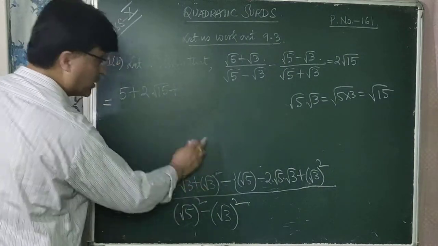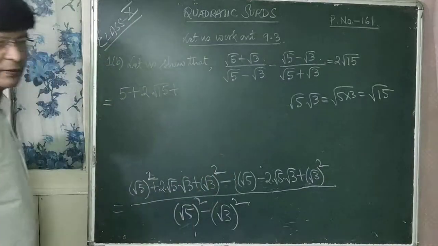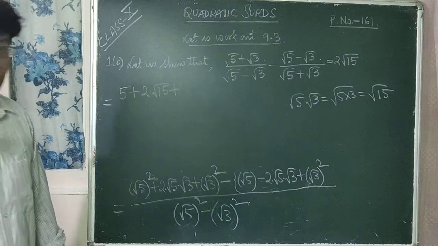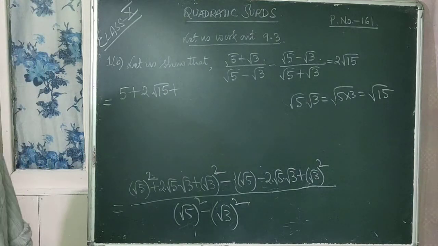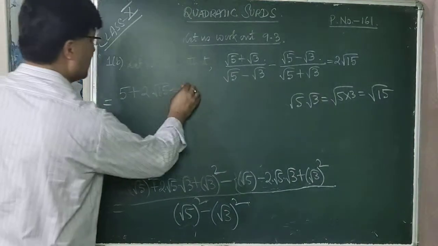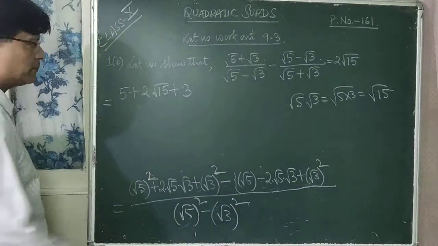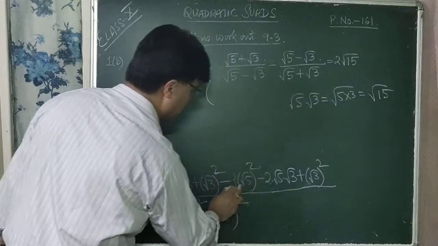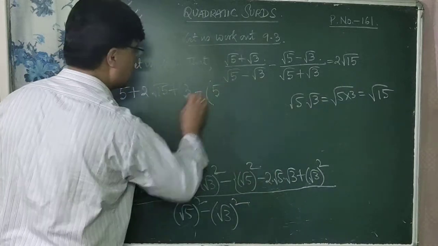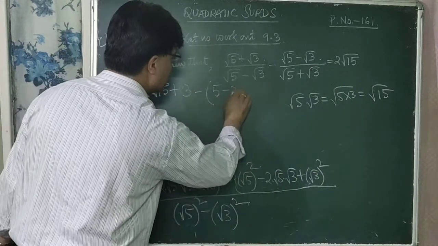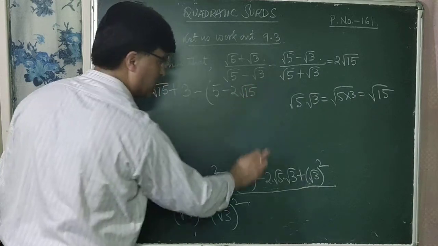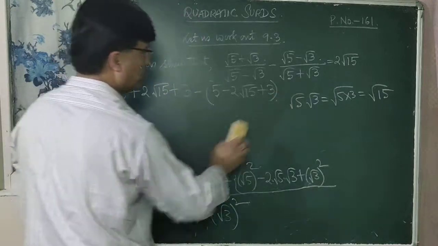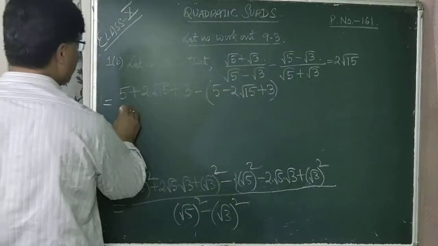Plus, what is root 3 whole square? This is also a square. What is root 3 whole square? Root 3 into root 3, that is your whole square, right? Root 3 into root 3 is root 9. What is square root of 9? It is 3, right? Minus within bracket, again, this is also whole square. What is root 5 whole square? Now you know that this is 5 minus 2 root 15, right? You have understood now? Plus, what is root 3 whole square? It is 3. Is it clear to all of you?